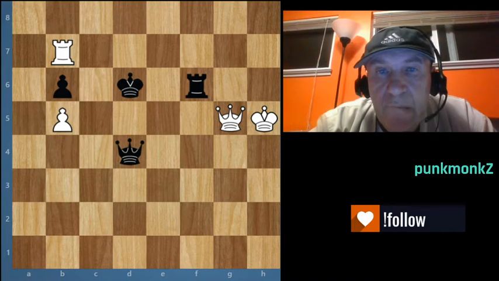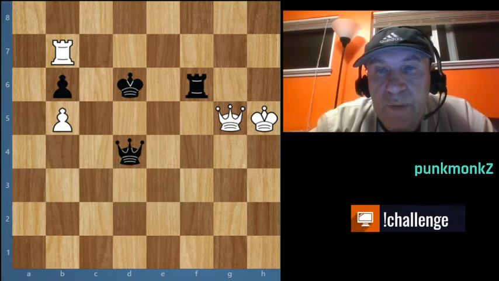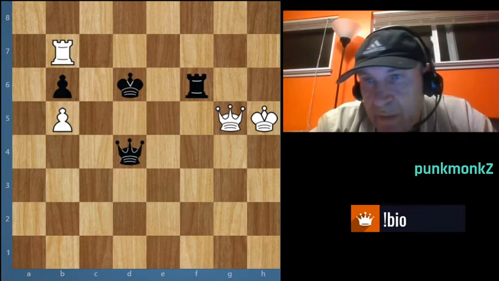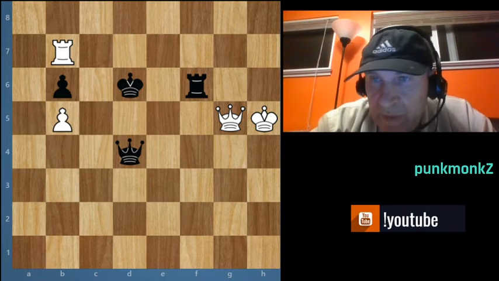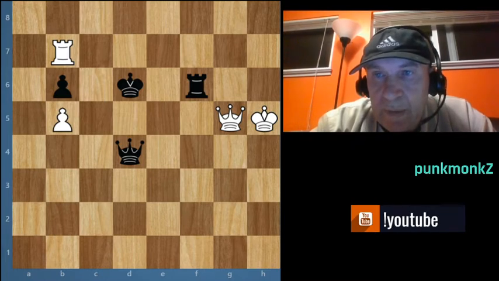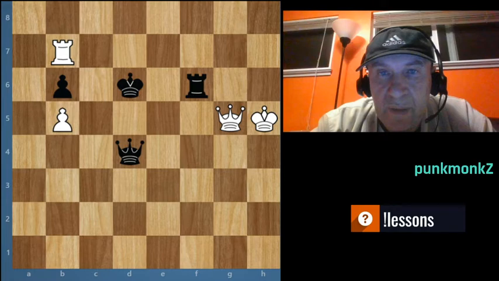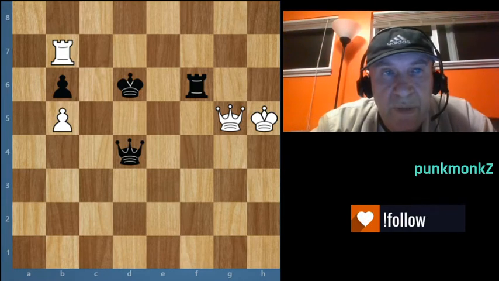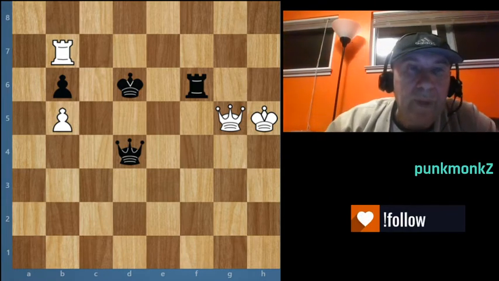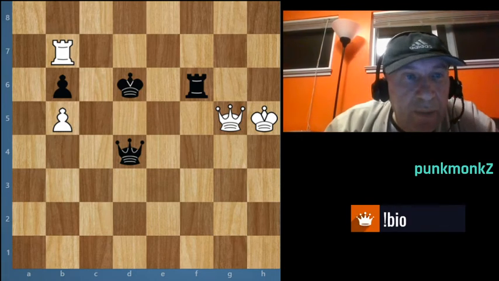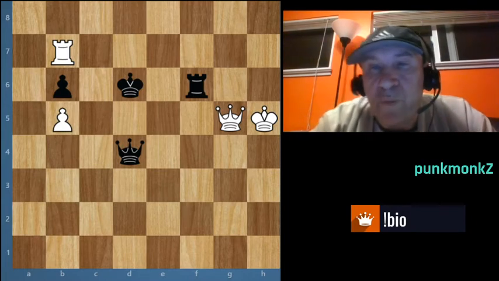Material is even. 2 queens, 2 rooks, and 2 pawns. Queen versus queen, rook versus rook, pawn versus pawn, king versus king. Everything's the same, but the only difference is it is white to move. And is there a way to play this and win it? There's a lot of major pieces on the board. Is there a way to win this? It is white to play, and is there a way to win for white?